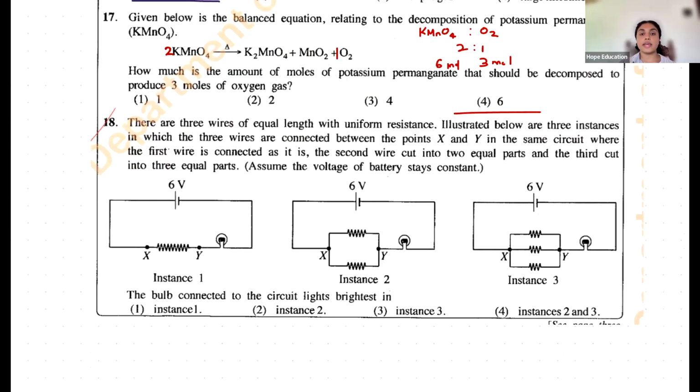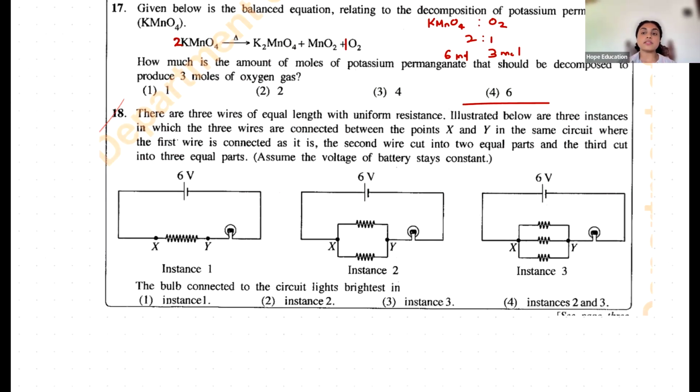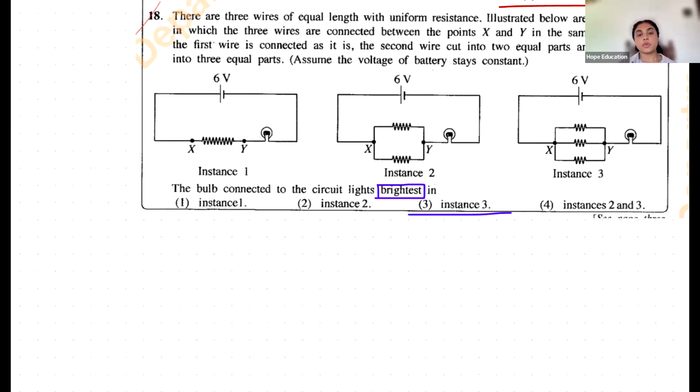There are 3 wires of equal length and uniform resistance. Illustrated below are 3 instances in which the 3 wires are connected between the points X and Y. The bulb connected to the circuit lights brightest in which instance? In which instance does it light the brightest? Others? The answer is the third one. Let's see how to get that.